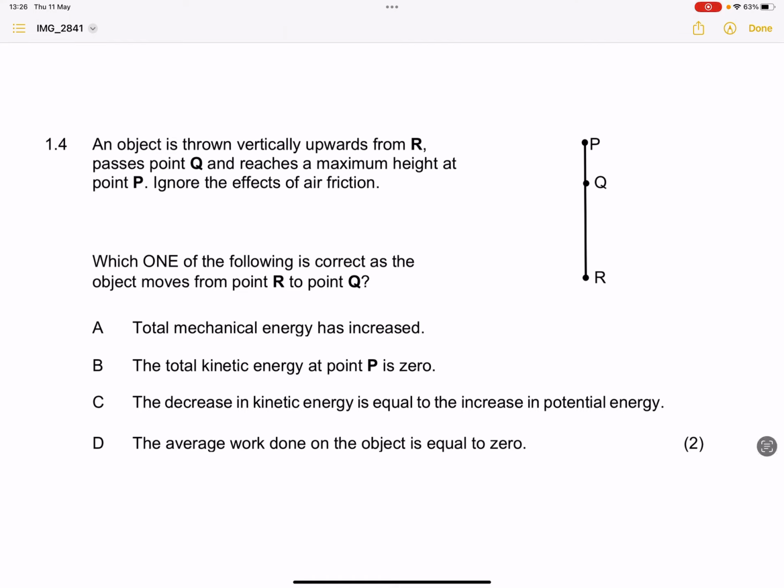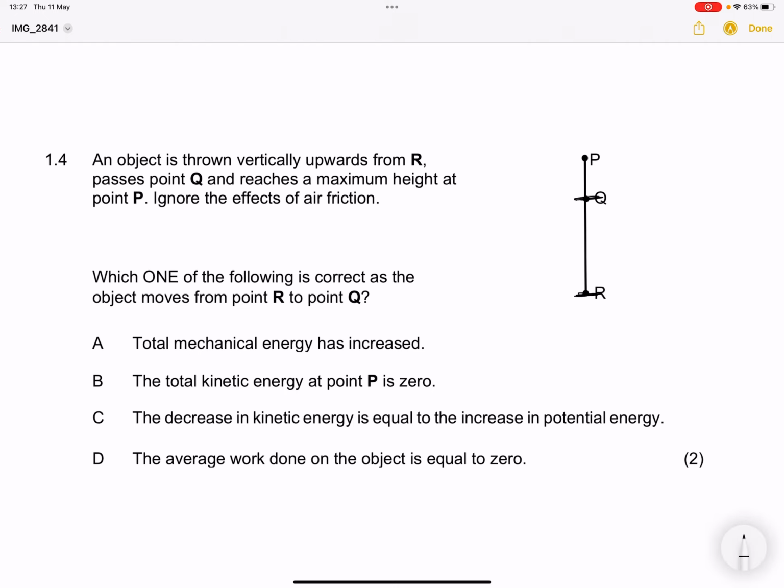Right, so the next question, they say an object is thrown vertically upwards from R, passes point Q, and reaches a maximum height at point P. Ignore the effects of air friction. Which one of the following is correct as the object moves from point R to Q? They say the total mechanical energy has increased. Remember, mechanical energy in an isolated system remains constant. So that would not be true.